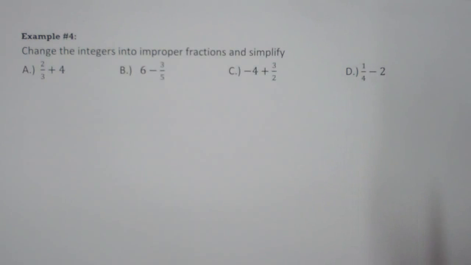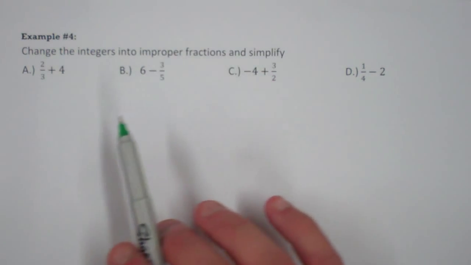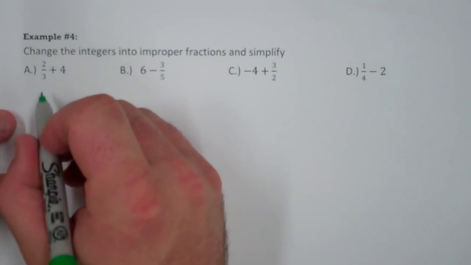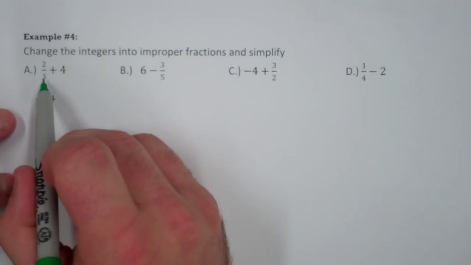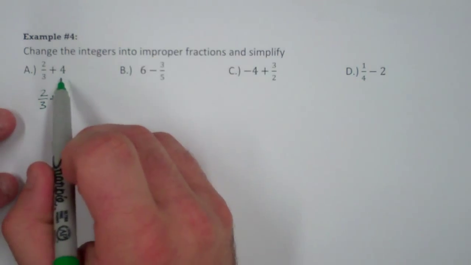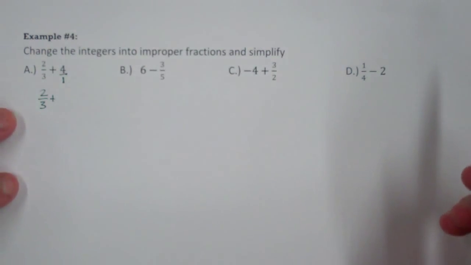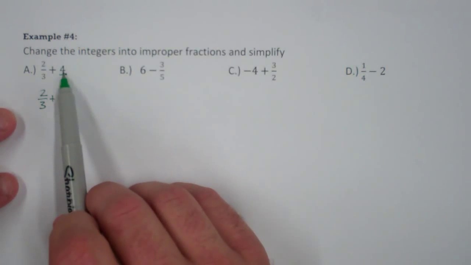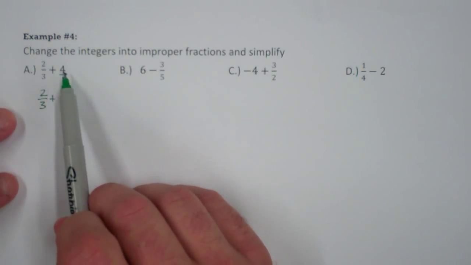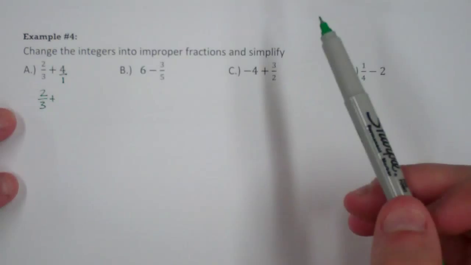In this example, we're going to be changing the integers into improper fractions and then simplifying. So 2/3 here, we want to add that to 4, but remember that this does not have a denominator of 3. Matter of fact, it would be 4 over 1. If you want to write an integer like that, you can always do that. Remember, an integer is just a number with no fraction and no decimal. You can write them as fractions, and they'll always be written as over 1.